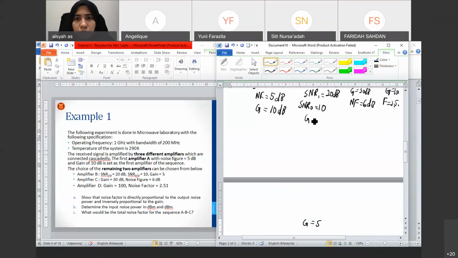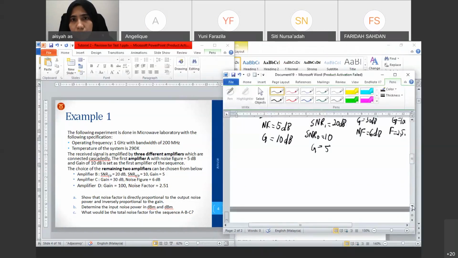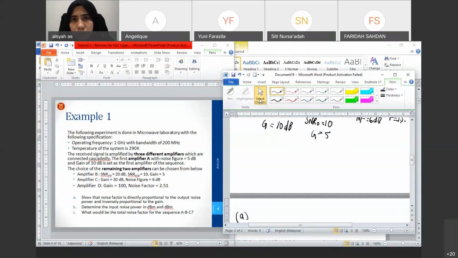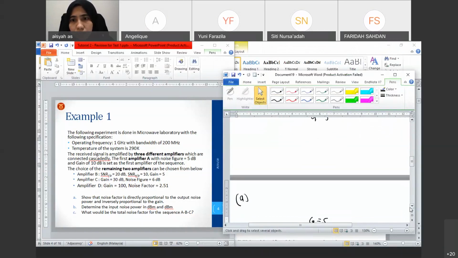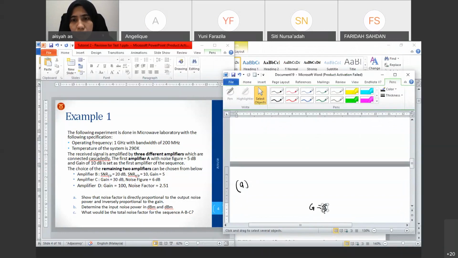So this one is G equal to 5. Okay, for the first question, A: show that the noise factor is directly proportional to the output noise power and inversely proportional to the gain. How do you do this for the first question? Any one of you? Using the noise factor formula.